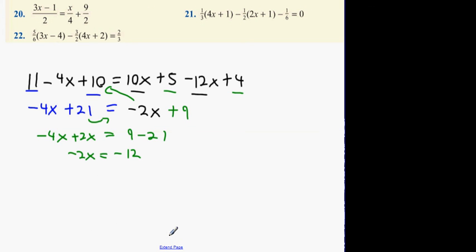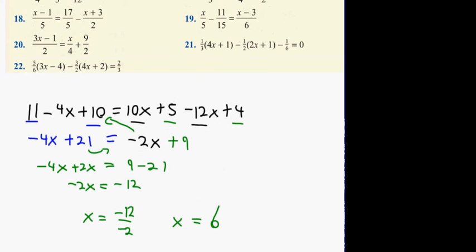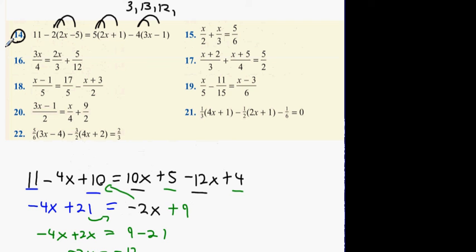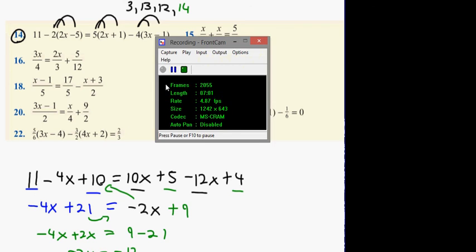Now, we can do it Sam's way, where we multiply both sides by minus 1. Or we can just say x equals minus 12 over minus 2. What would that give us? 6. Right, so x equals 6. So that's our question there. So what do we do? 3, 12, 13, 14.